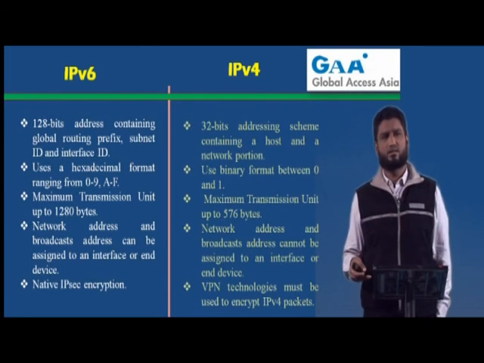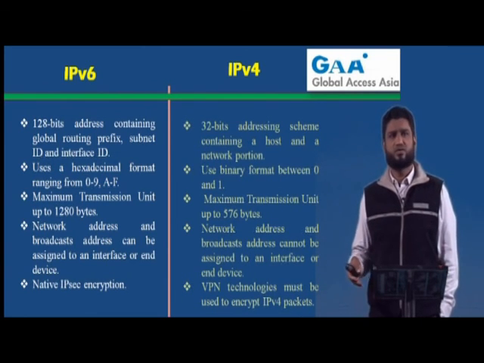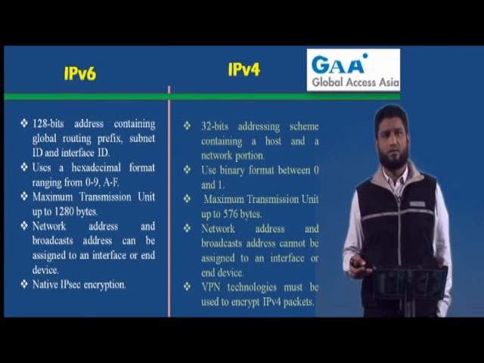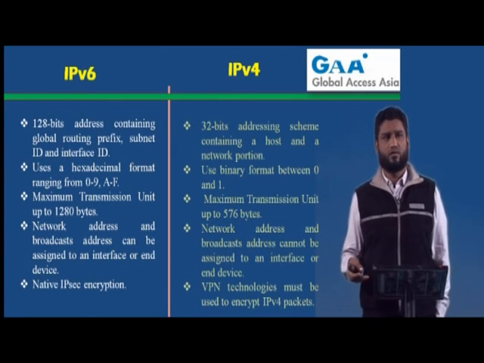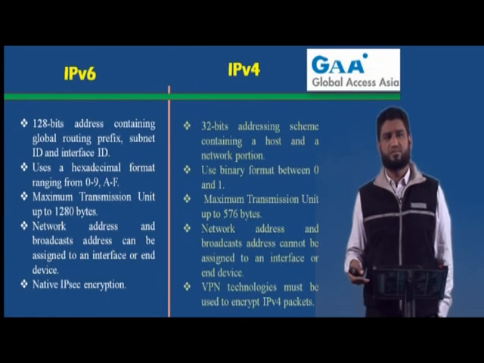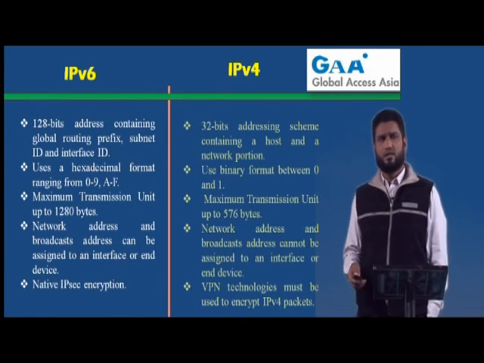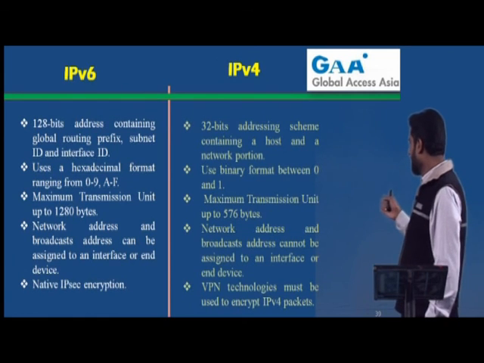Network address and broadcast address cannot be assigned in IP version 6. Also network address and broadcast address can be assigned accordingly on the interface in IP version 4. Native IPv6 encryption, whereas VPN technologies must be used to encrypt IP version 4 packets. So these are the main concerns.